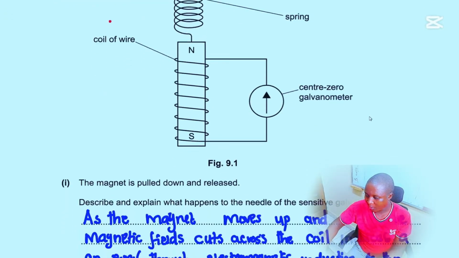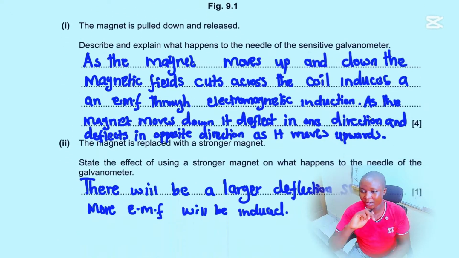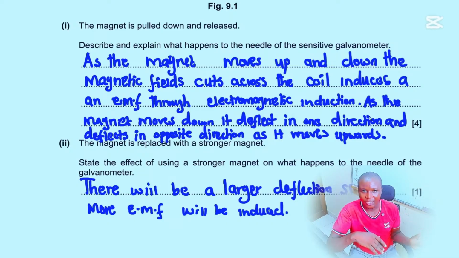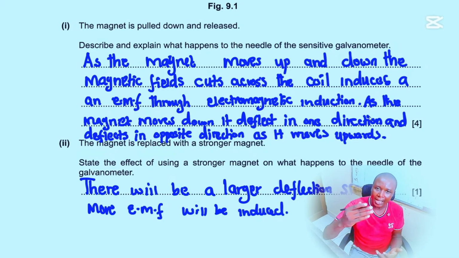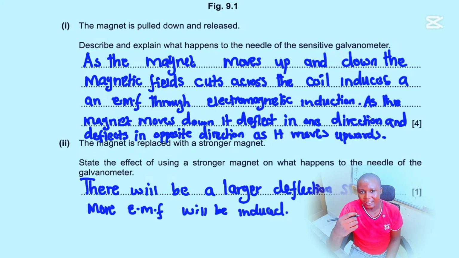So how are you going to put it when they ask that in your exam? You're going to say that the magnet moves up and down, as the magnetic field cuts across the coil, it induces an EMF through electromagnetic induction. As the magnet moves down, the galvanometer deflects in one direction. As the magnet moves up, the galvanometer is going to deflect in the opposite direction, because current will be flowing in the opposite direction.